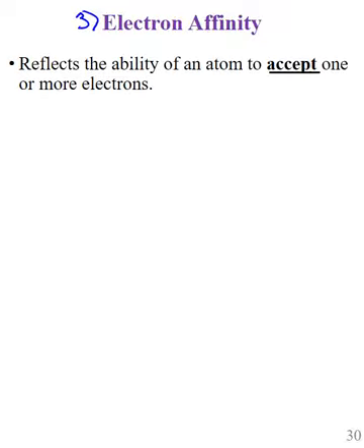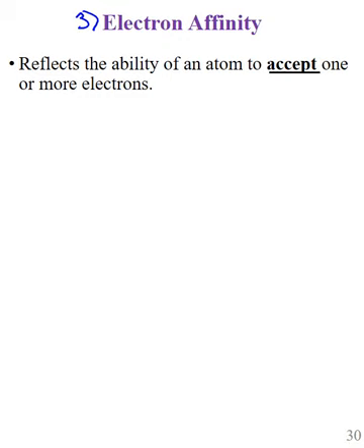The third trend we're going to look at is electron affinity. The first trend was atomic radii. The second trend was ionization energy. Now the third one is electron affinity. Well, electron affinity reflects the ability of an atom to accept one or more electrons.